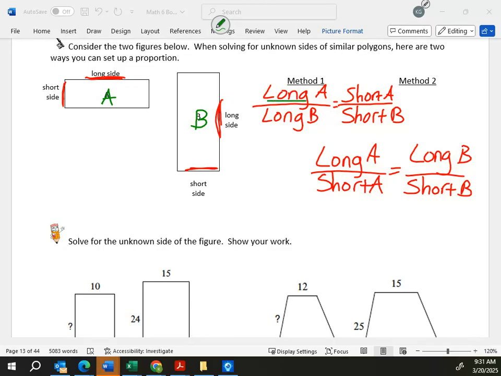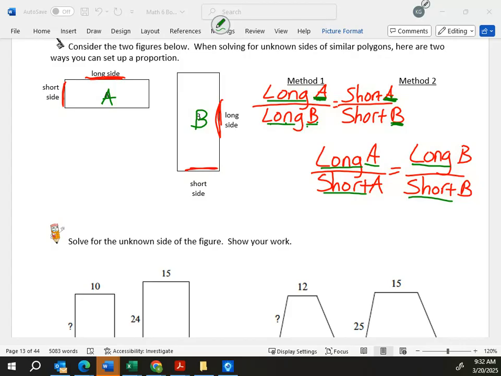Notice how we have long A over long B. We have the A on top here, so we have the A on top here. The long B goes right across from that short B. They have to match up. If we do the second method, long A over that short A, we have to do long over short for the B's. So they have that long equals to the long, short equals to the short, or we have A equals to the A, B equals to the B. They have to match up.